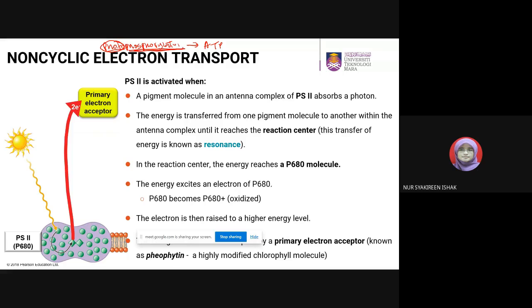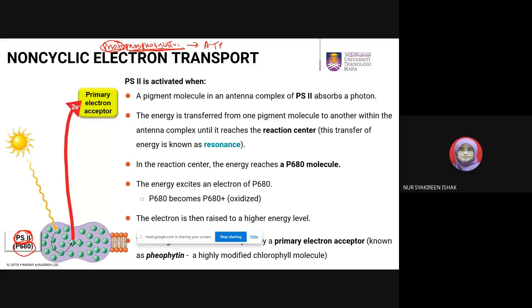Okay, so kita start dulu dengan PS2, photosystem 2. Walaupun dia nama photosystem 2, dia akan start dulu. Photosystem 1, sebab apa dia nama photosystem 1? Sebab dia di-discover dulu, berbanding dengan photosystem 2 di-discover kemudian. Dalam photosystem 2 ada P680. Apa dia tadi? Dia adalah special pair of chlorophyll A.